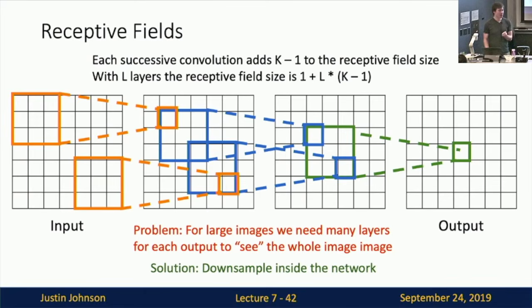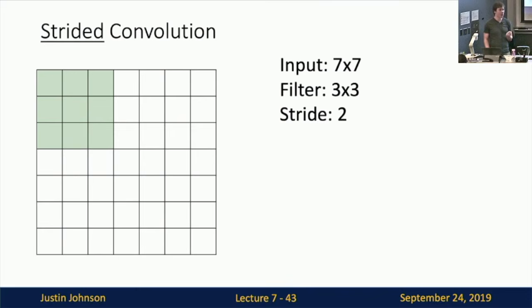But then back to this problem. We had this problem that in order to achieve these very large receptive fields, we need to stack many, many convolution layers. And now we can overcome that by adding another hyperparameter to our convolution called stride. So now we go back to our example of a 7x7 input with a 3x3 convolutional filter, but now we want it to have a stride of 2.